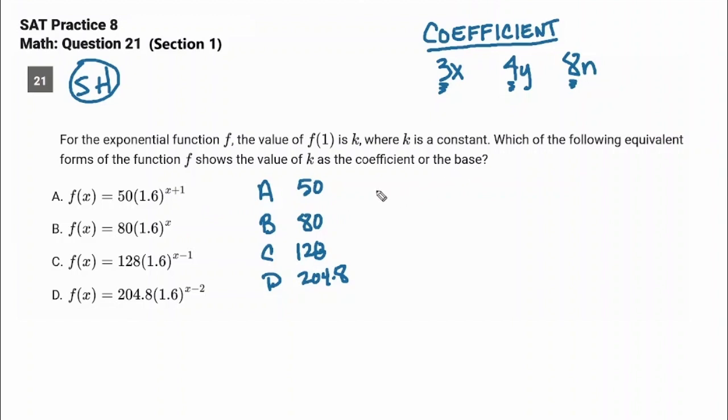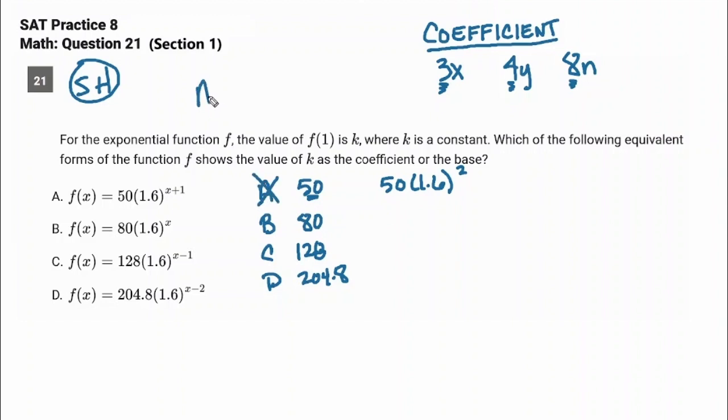So again, you're just following directions. Every time you see an x, you're going to put in a 1. So this one is 50 times 1.6 to the what? To the 1 plus 1, which is 2. Okay, you don't need to do anything else here because you know that you're going to try to get to 50. And whatever this is, it's way bigger. Well, it's somewhat bigger than 50. It's not 50. So that's gone.